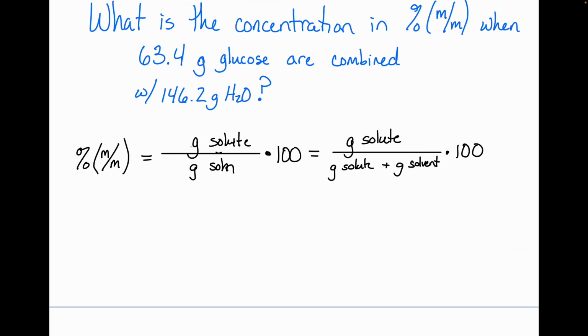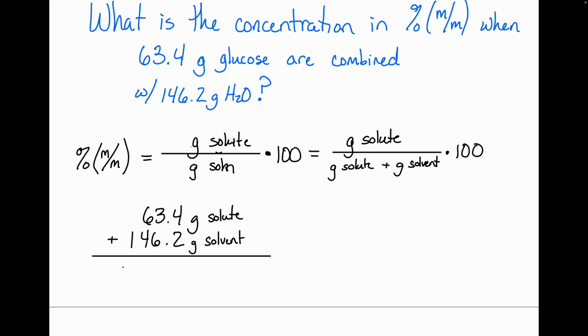So what we've got to do is figure out the mass of our solution. We're going to take our 63.4 grams of solute and combine it with our 146.2 grams of solvent. That will give me 209.6 grams of solution. In this case, my sig fig is in the tenths place in both of my inputs, so it's going to be in the tenths place in my sum. So I'll have 4 sig figs associated with that mass.